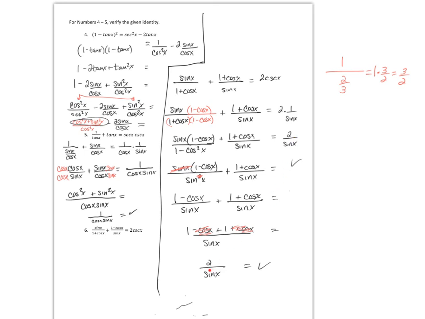2 over sine of x equals 2 over sine of x. So there you go. Like I said, these problems are comparable to what you would see on the quiz. So hopefully this helped, and good luck with it.